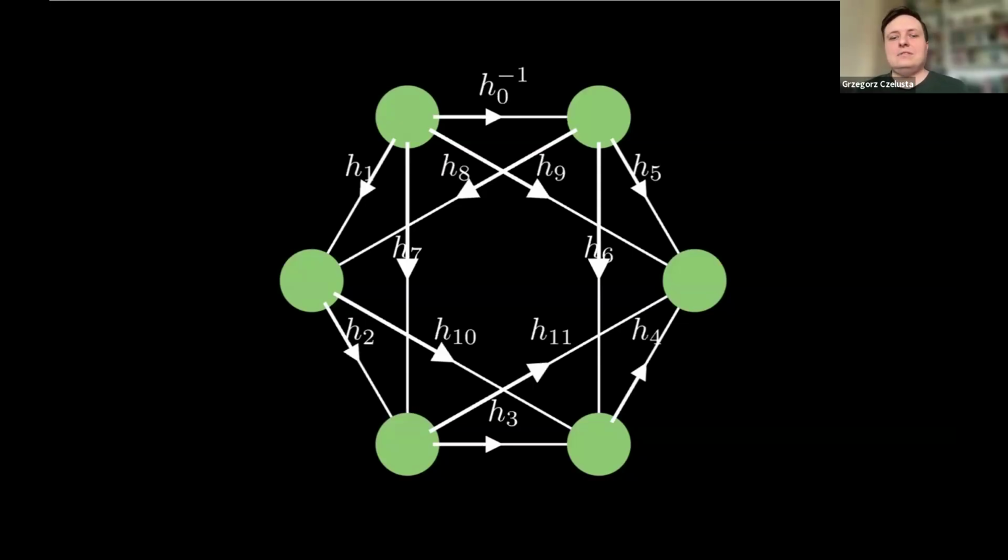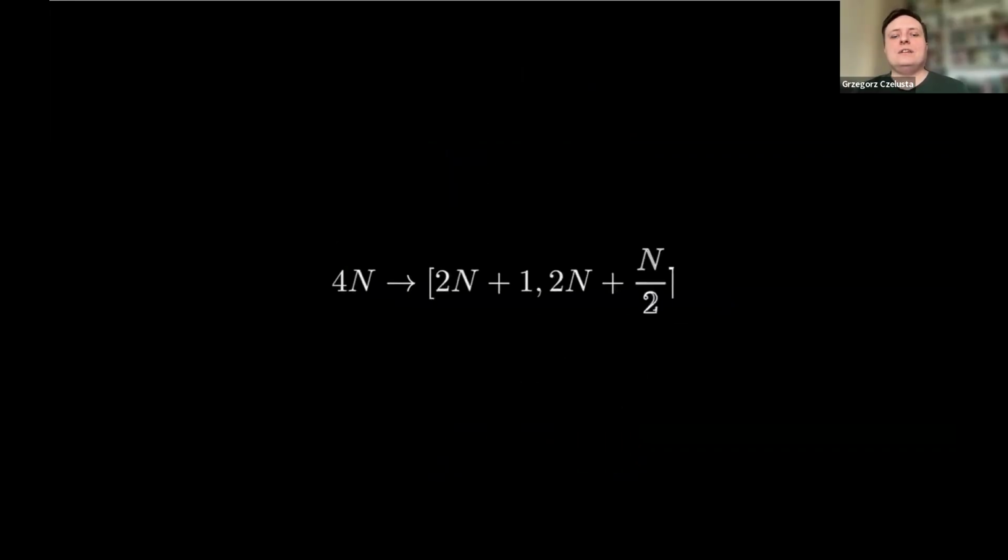Okay, so now the comparison between the complexity of this method and the previous one is the following. Instead of 4n qubits, where n is the number of nodes of the spin network, instead of 4n qubits for the previous method, this method requires a number of qubits which lies in the range between 2n plus 1 and 2n plus n over 2 qubits, depending on the structure of the graph which we want to simulate.